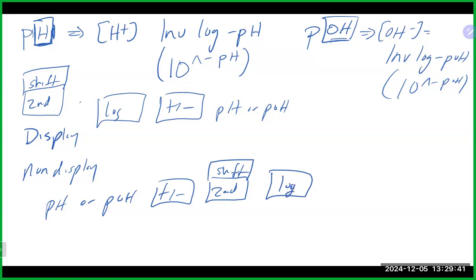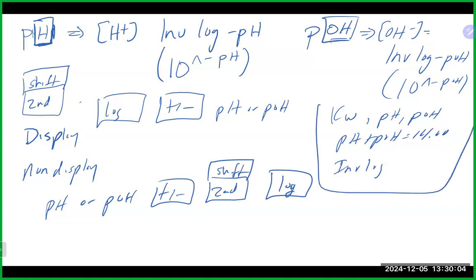So whichever way you go, you can calculate that. It does give you a variety of options depending on what information you're looking for and what you have. You could use everything from Kw to the pH to the pOH to the pH plus the pOH equals 14 to the inverse log calculation to solve for whatever you may be looking for. Any questions on that there?